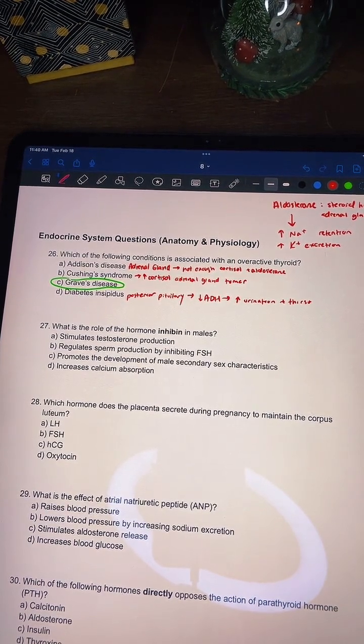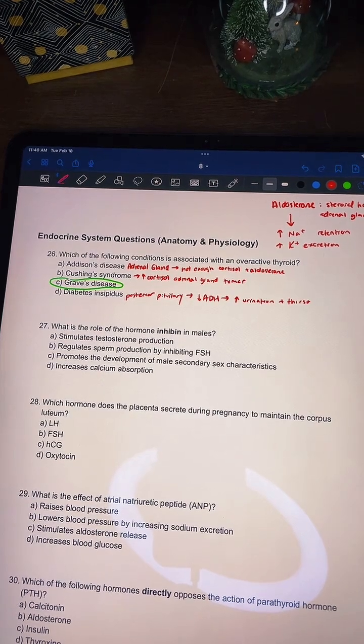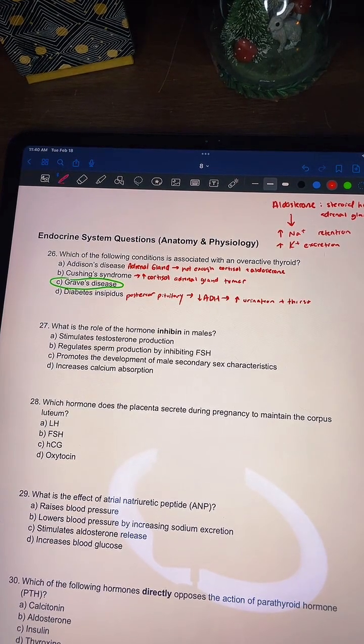We'll move on to number 27 here. What is the role of inhibin in males?